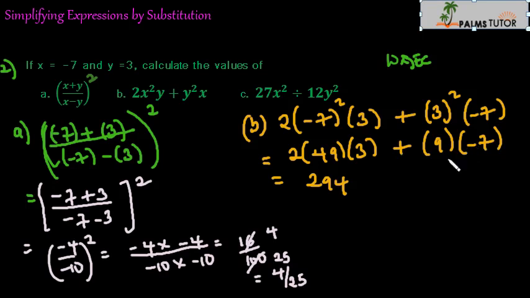Plus multiplied by minus is still minus, so we have minus 63. And our final answer will be 294 minus 63, that's 231. And that's how to simplify expressions by substitution.